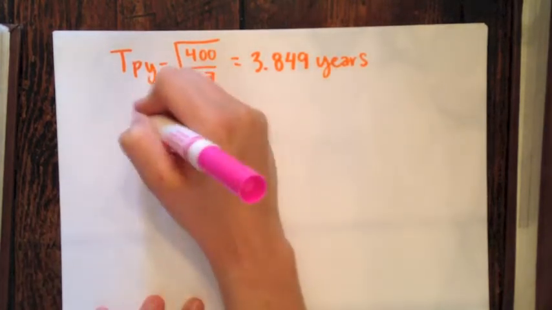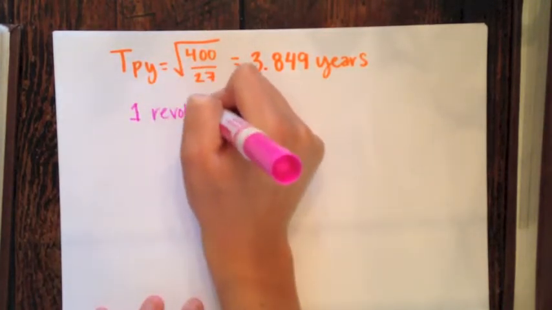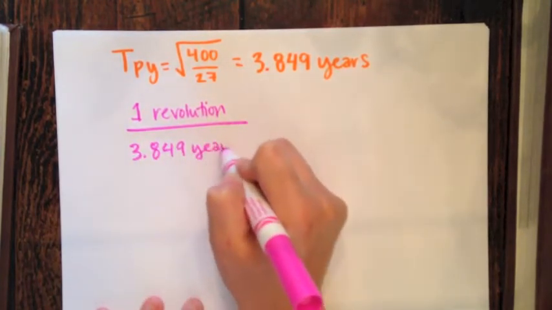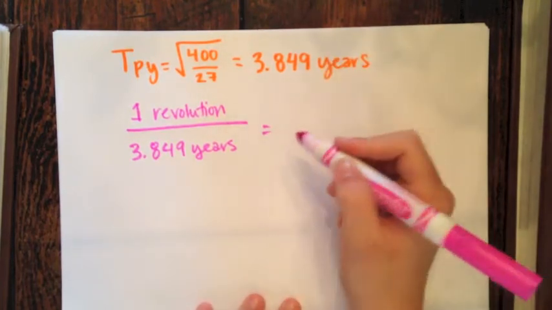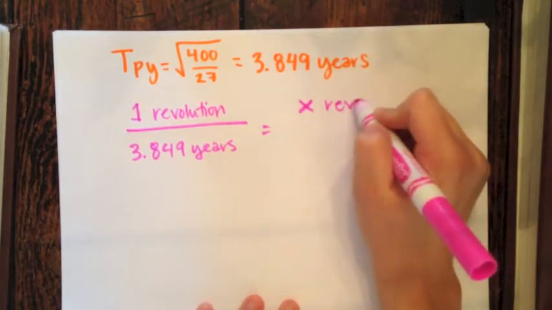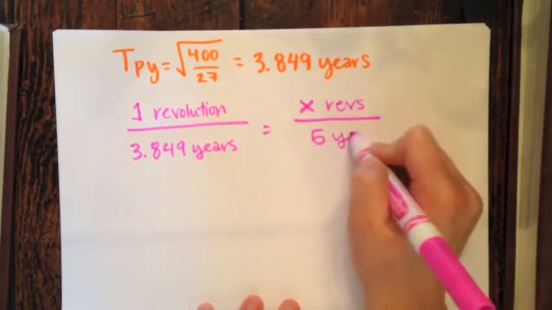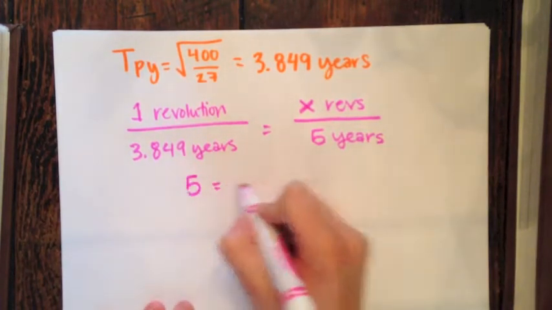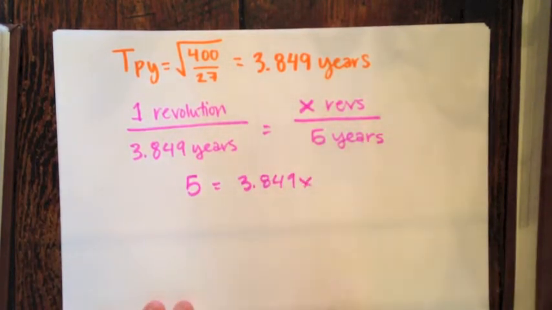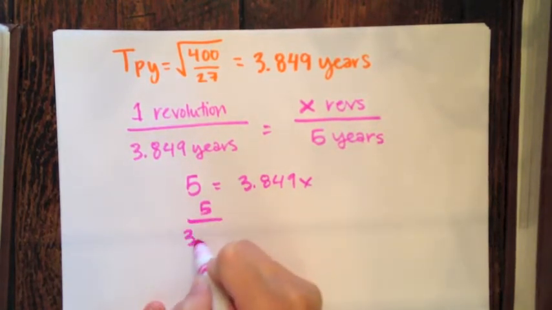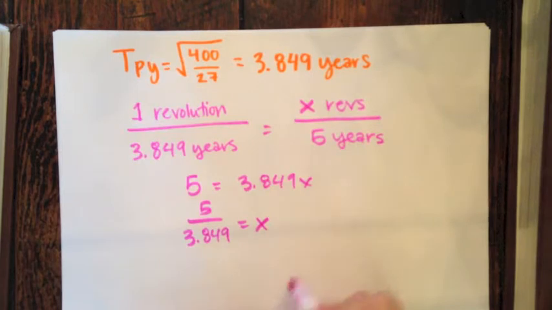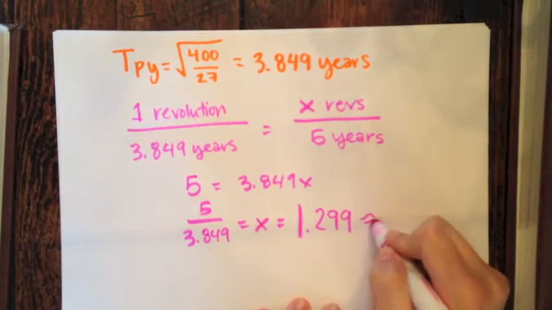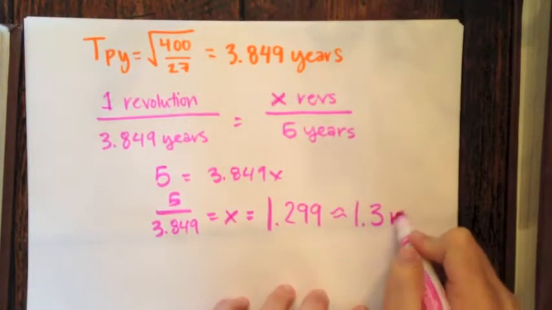We know that with one revolution, it'll be 3.849 years. So we can say, okay, how many, we can just call it x, how many revolutions will it be in 5 years, which is how many years have passed in the problem. And so with some cross multiplication, we get 5 equals 3.849x, which then gives us 5 divided by 3.849 equals x, which you're going to find equals 1.299, which is about 1.3 revolutions.